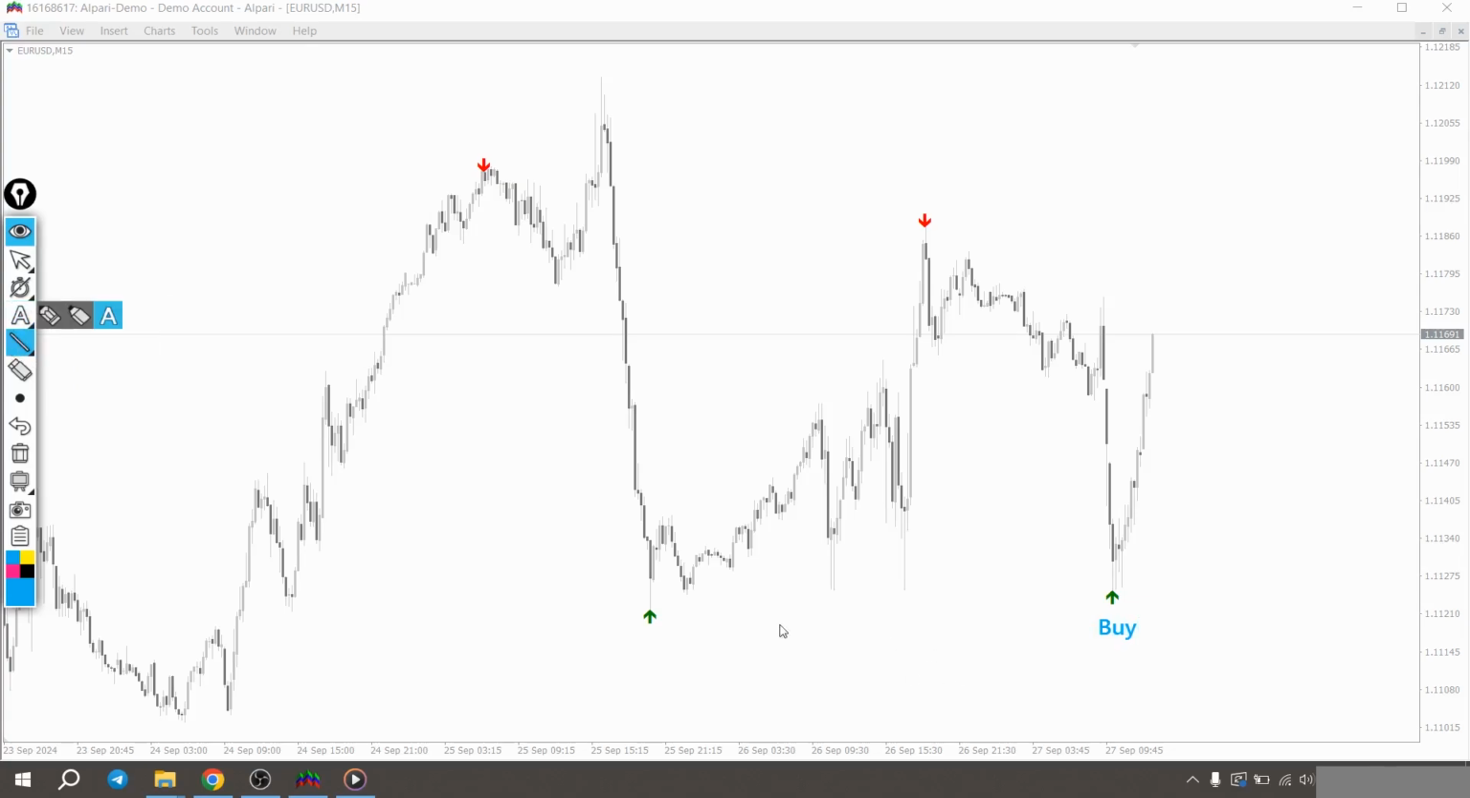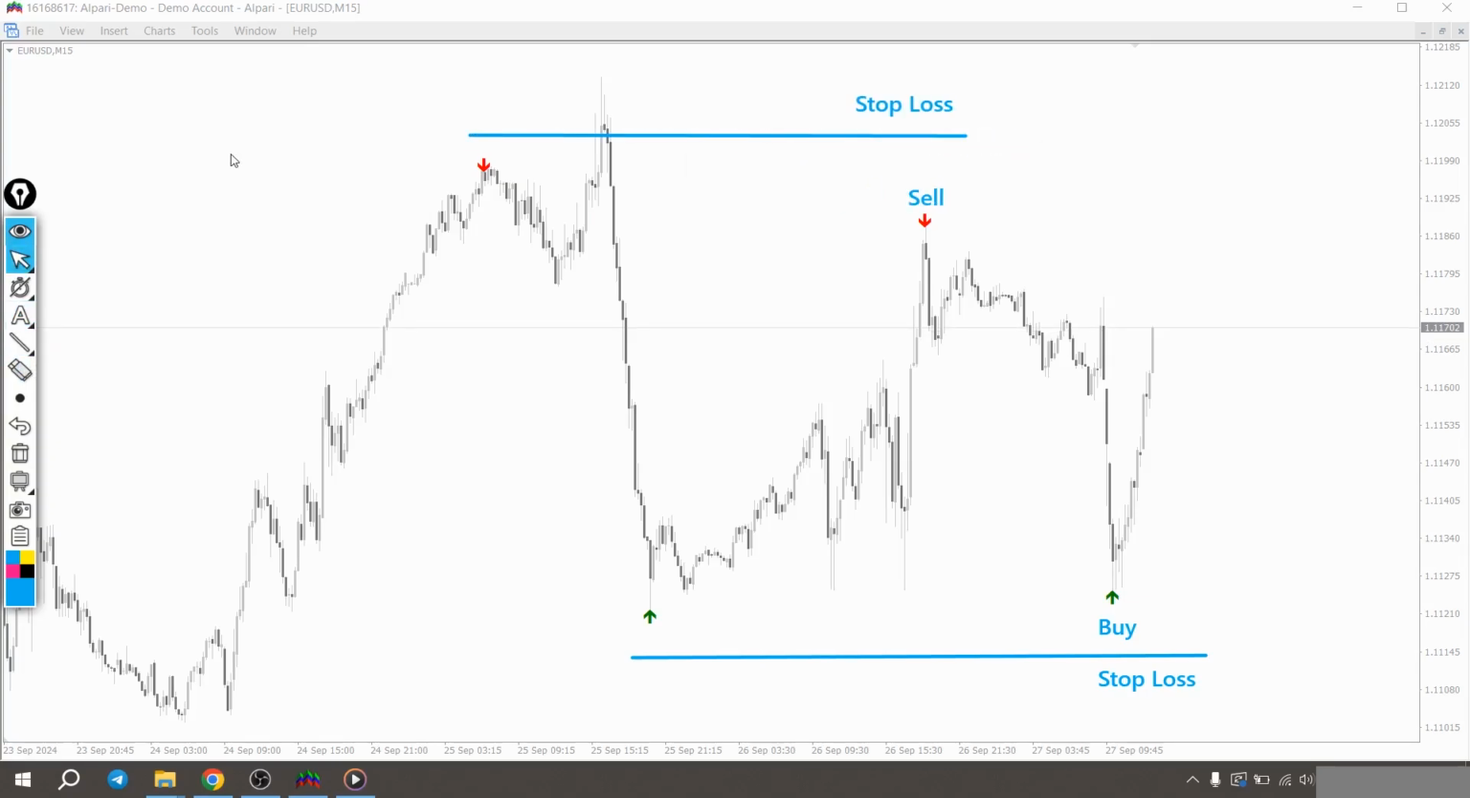For a bullish signal, enter a buy trade and place your stop loss below the last swing low. For a bearish signal, enter a sell trade and place the stop loss above the last swing high. Exit trades when the opposite arrow signal appears for optimal profit booking.